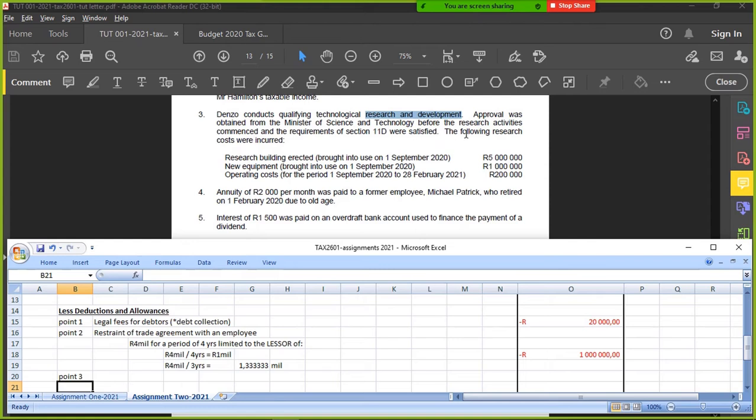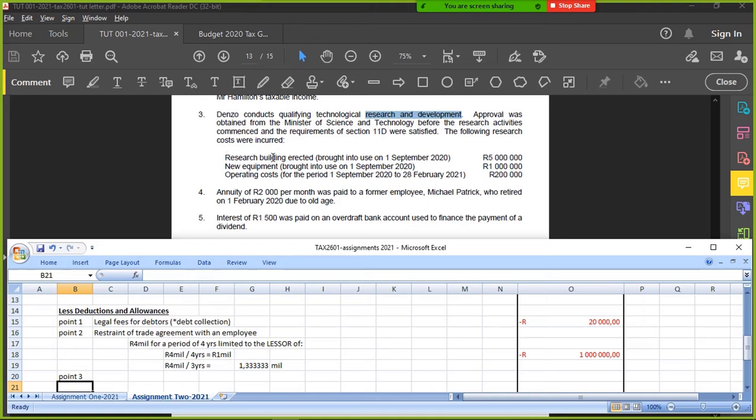Let's continue reading. Approval was obtained from the Minister of Science. So obviously you need approval for these costs, this research and development, before the research activity commenced. And the requirements of Section 11D were satisfied. So that's a very specific deduction. The following research costs were included.